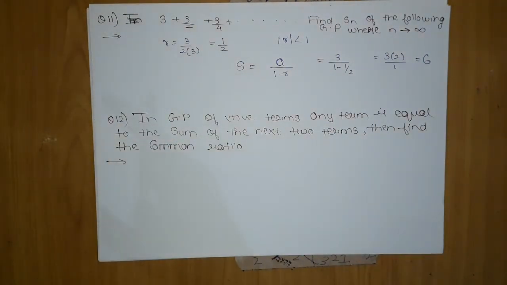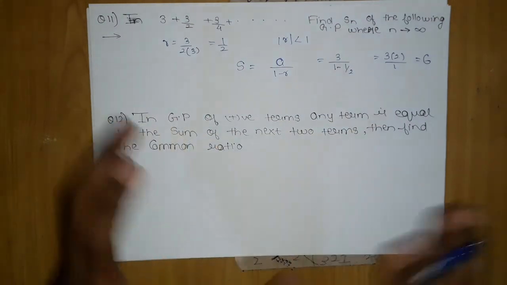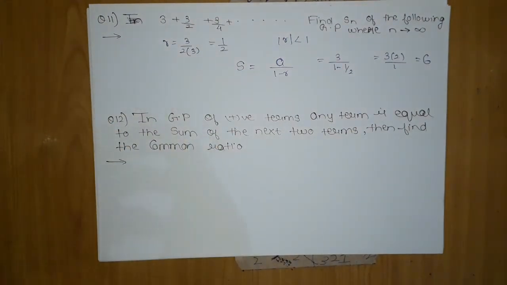Okay, infinite sum of infinite sequence. Although we will see some more questions in our next lectures, here is just the basic thing. Now the question number 12, which says, in a GP of positive terms, any term is equal to the sum of the next two terms, then find the common ratio.